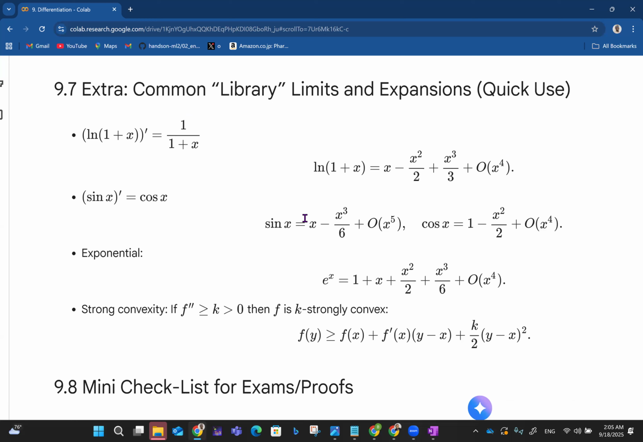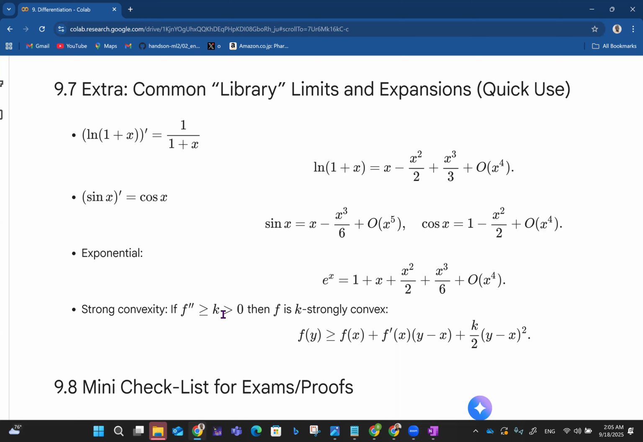You have sine x is x minus x cubed over 6 plus error of order x raised to power 5, and cos x is 1 minus x squared over 2 plus error of order x raised to power 4. Exponential, you have that. That's a popular one. e raised to power x is 1 plus x plus x squared over 2 plus x cubed over 6, and so on. You also have strong convexity.